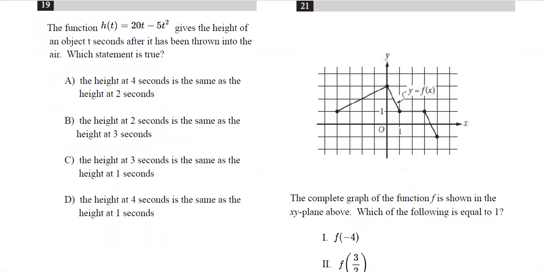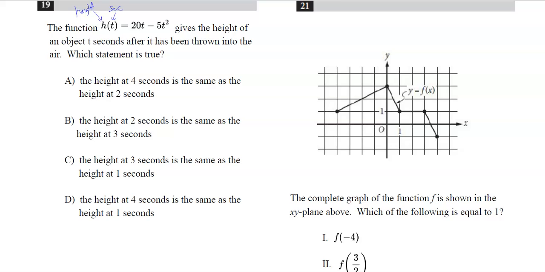All right, number 19. The function h of t is 20t minus 5t squared, which gives the height of an object t seconds. So t is my time, that's my input. So my input is the number of seconds, and h is the height. So h of t basically tells me the height. Which statement is true? The height at 4 seconds is the same as at 2 seconds? Height at 2, is that the same as 3?